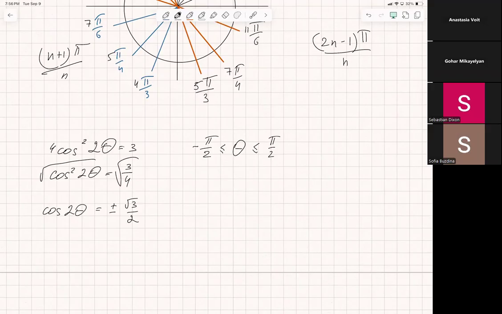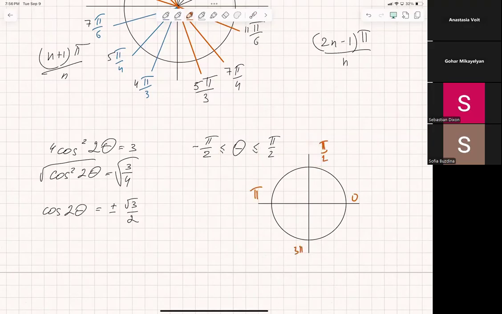Okay, so now let's look at the unit circle again, and look at the restrictions on the domain. So we have from negative pi over 2 to positive pi over 2. Remember, we have 0 here, pi over 2 here, pi. Actually, let me write it not in marker. So we have 0, pi over 2, pi, 3 pi over 2, and 2 pi, right? But we are restricted from negative to positive, right?